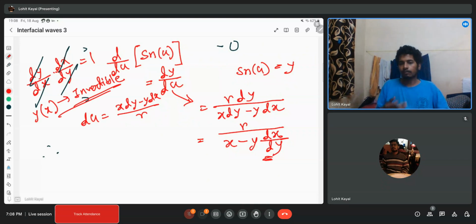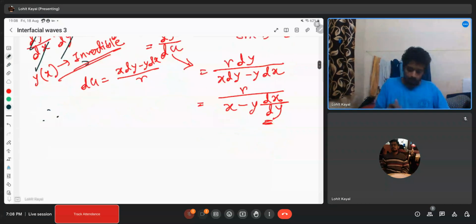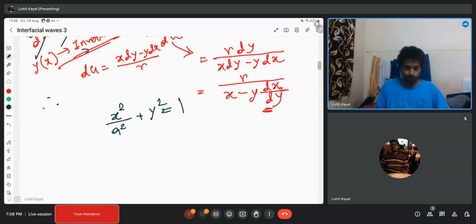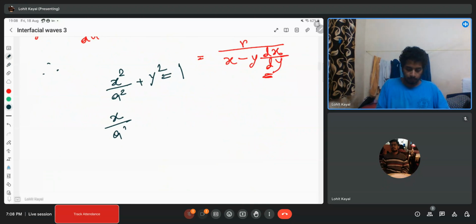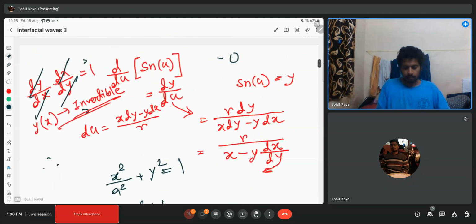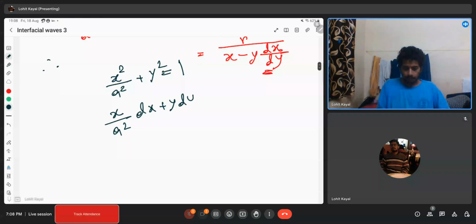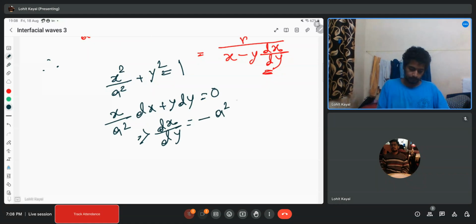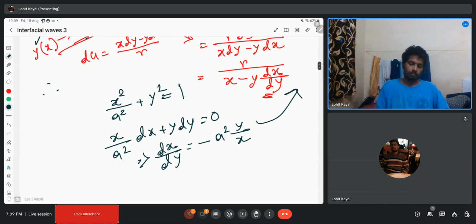This is true when y(x) is an invertible function, and you will see that our y is really a good function, so it is invertible. So what is our equation? We have only one equation, that is x squared over a squared plus y squared equal to 1. So x over a squared dx plus y dy equal to 0. This implies dx/dy equal to minus a squared y by x.